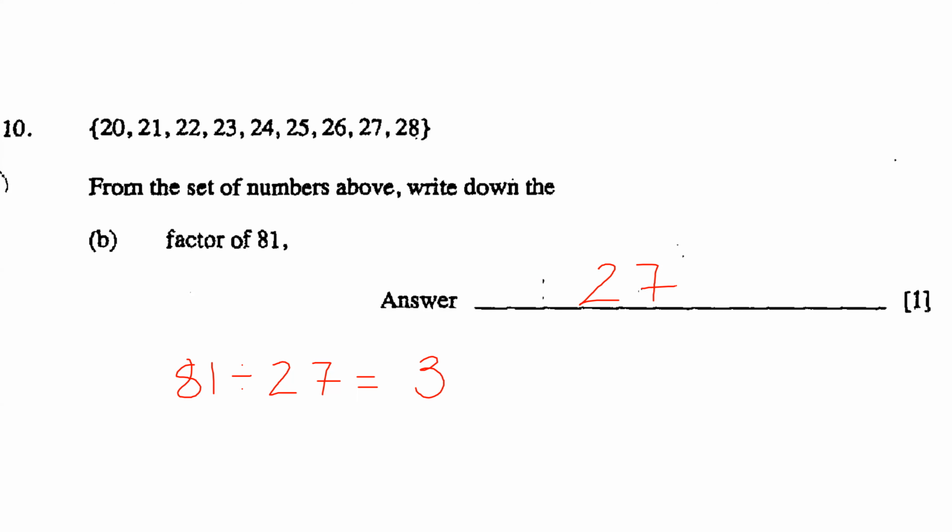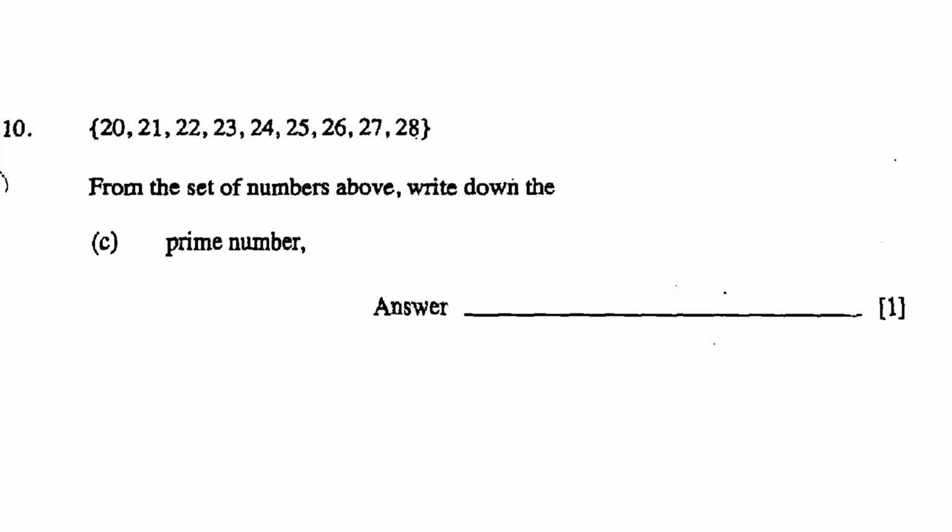All right, moving right along, we have question C. They say from the set of numbers, write down the prime number. A prime number is a number that only has two factors, one and itself. And the only prime number here is going to be 23, because 23 only has two factors, one and itself. The only two numbers that can go into 23 without leaving a remainder are 23 and 1. So that makes 23 a prime number. The rest are composite numbers.